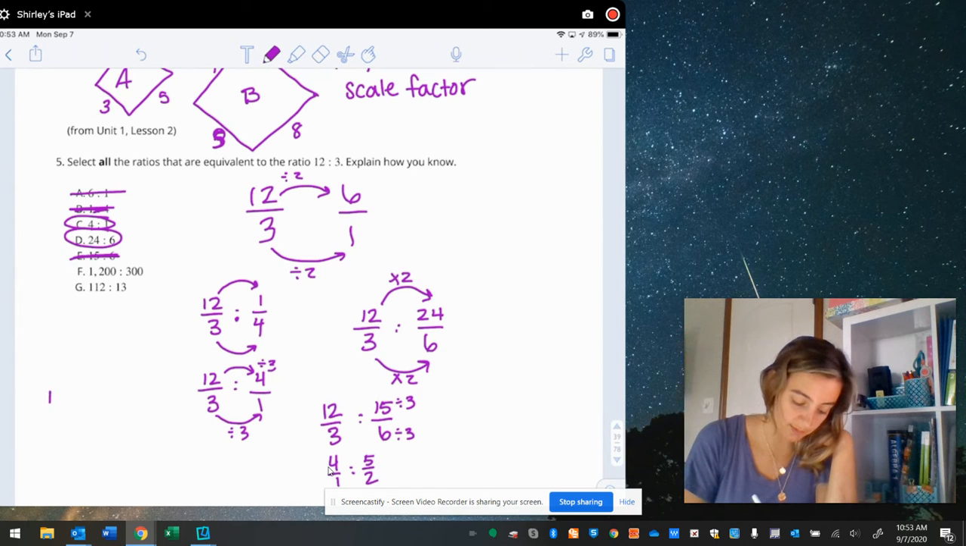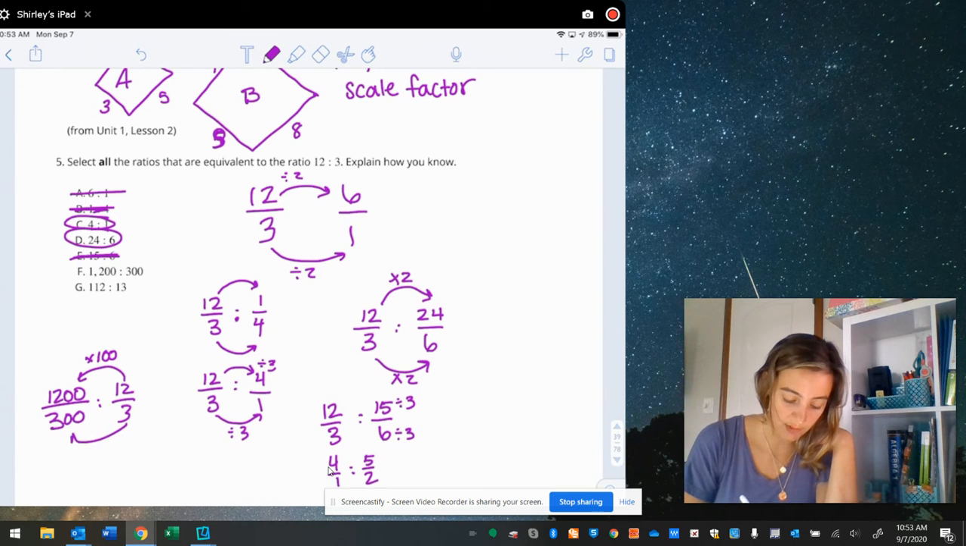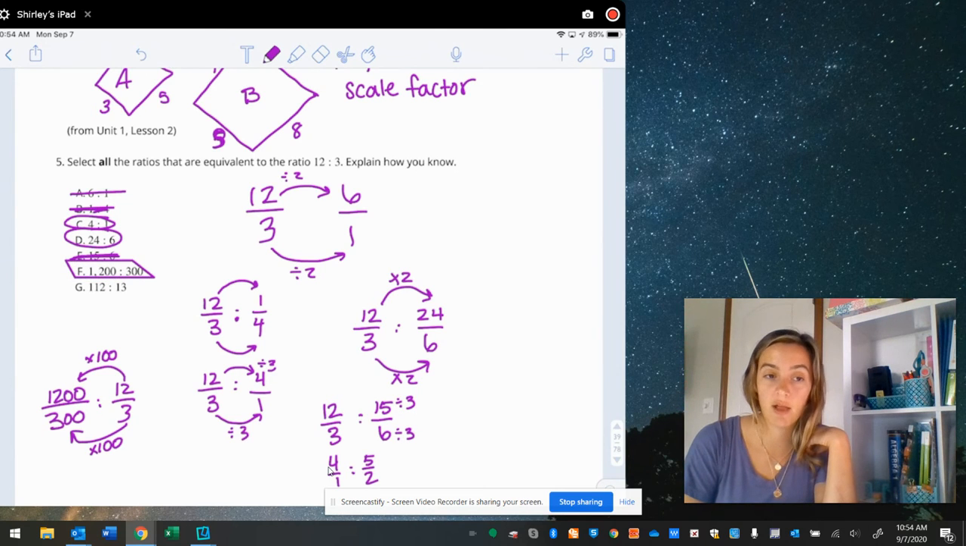1200 to 300 compared to 12:3. Well, 12 times 100 is 1200. 3 times 100 is 300. So we found the scale factor there.